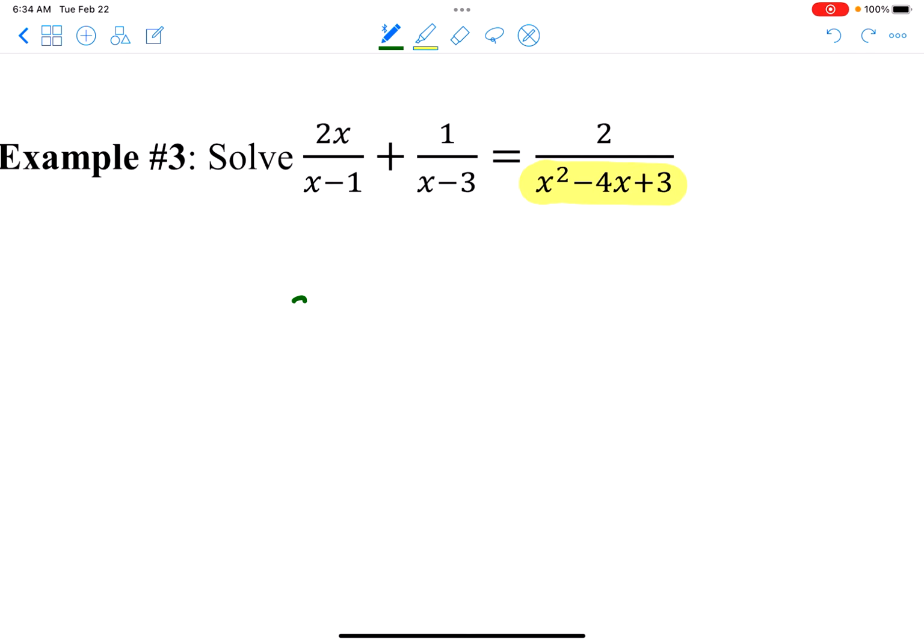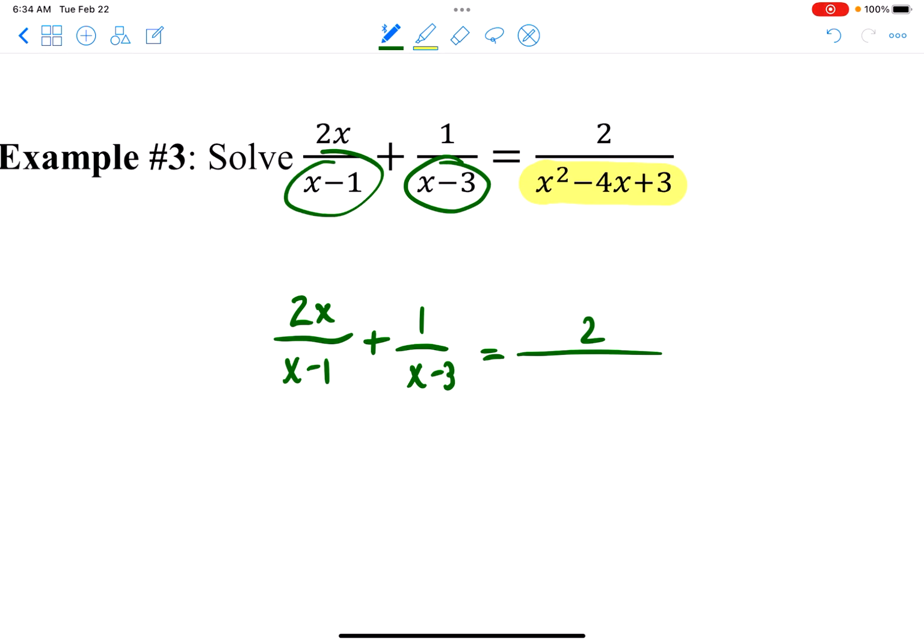What I want you to do is factor that yellow guy, okay? So I'm going to leave the left side alone here, but I'm going to factor the yellow guy there. The yellow guy, very conveniently, look at these guys, x minus 1, x minus 3. The yellow guy is actually x minus 1 times x minus 3.